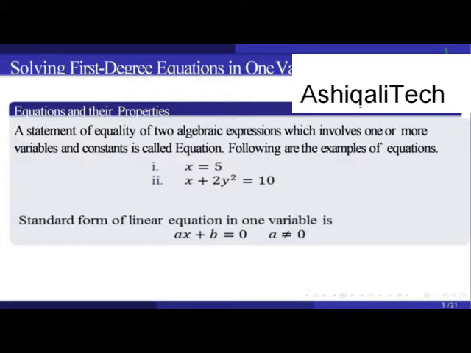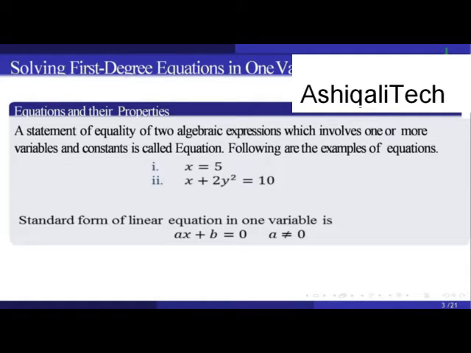Dear students, we start from equations and their properties. A statement of equality of two algebraic expressions which involves one or more variables and constants is called an equation. Following are the examples of equations. Number 1, x is equal to 5 is an equation. Similarly, x plus 2y square is equal to 10 is another equation.